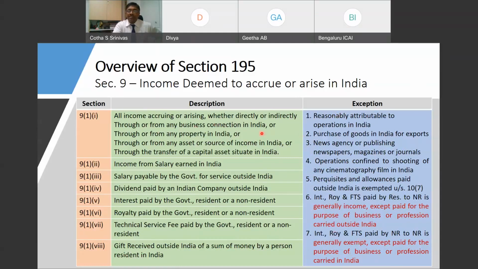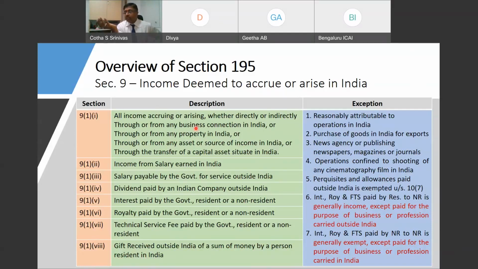When we talk about business connection in India, with respect to a non-resident, there is one exception which says reasonably attributable to operations in India. So when a non-resident has got a business connection in India, we cannot say that his entire global income is income deemed to accrue in India. So we have to see what is attributable to the operations in India.